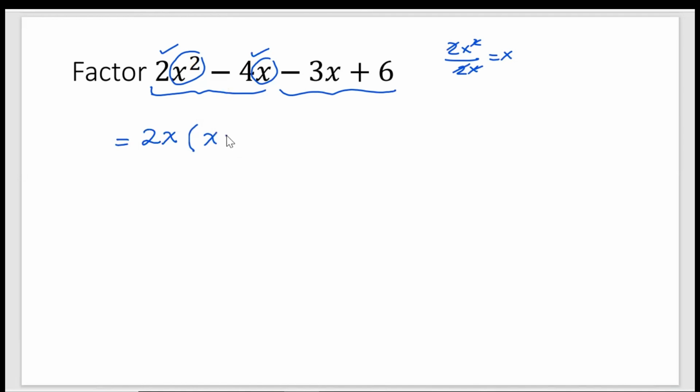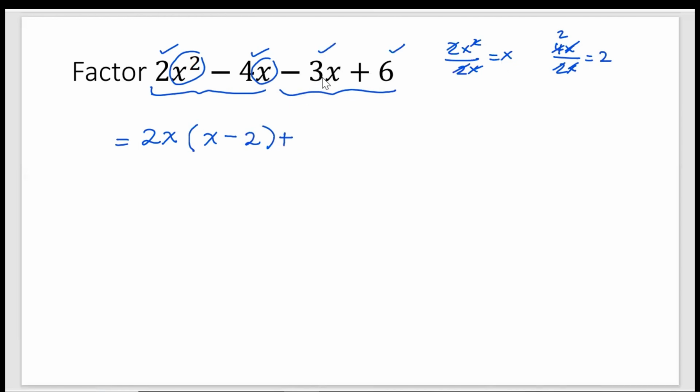We copy this minus. For the second term, 4x divided by 2x, the x's cancel out, 4 divided by 2 will be 2. So we put 2 in place of the second term.